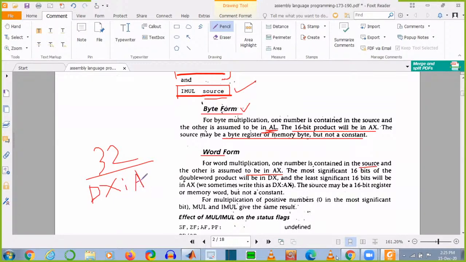Register AX. Okay. Is that clear? Hello? Yes, sir. Yes, sir. Okay, okay, I hope so.